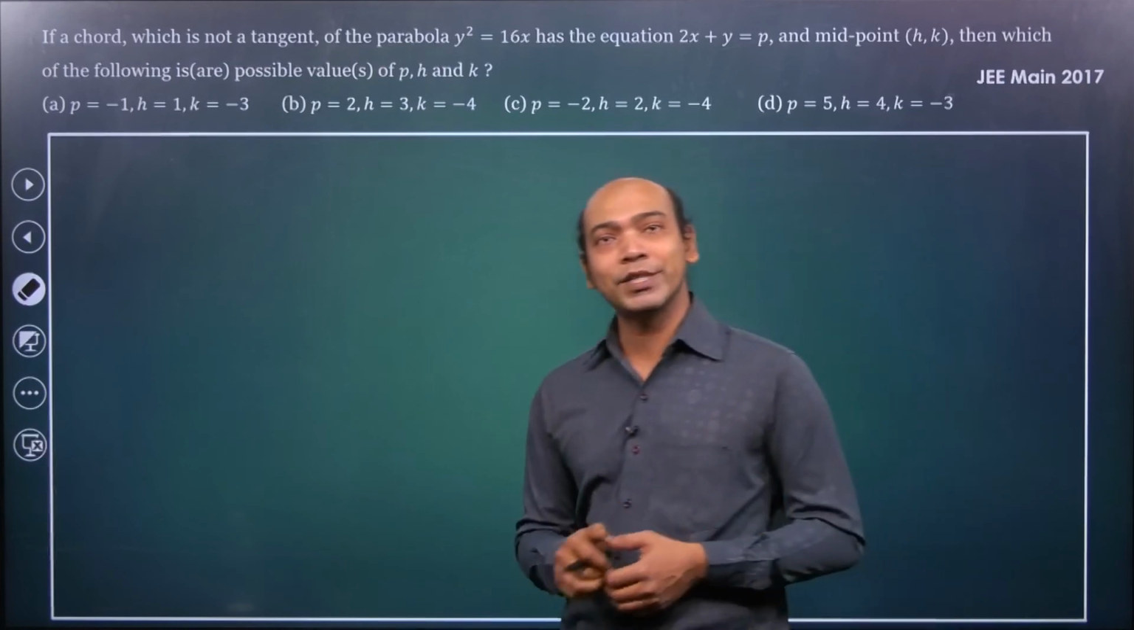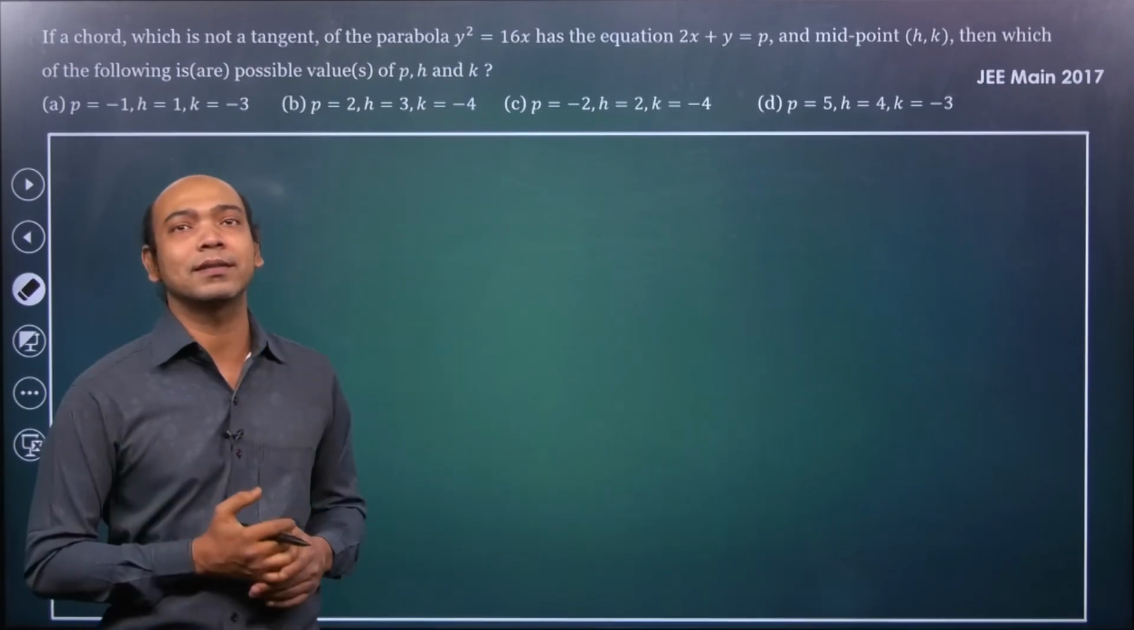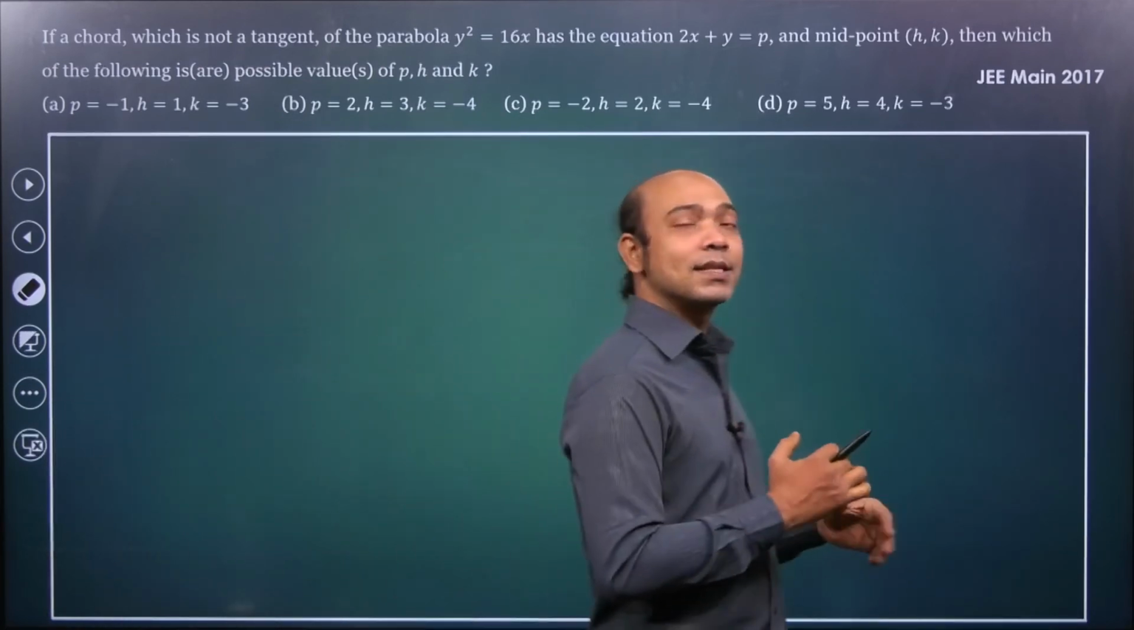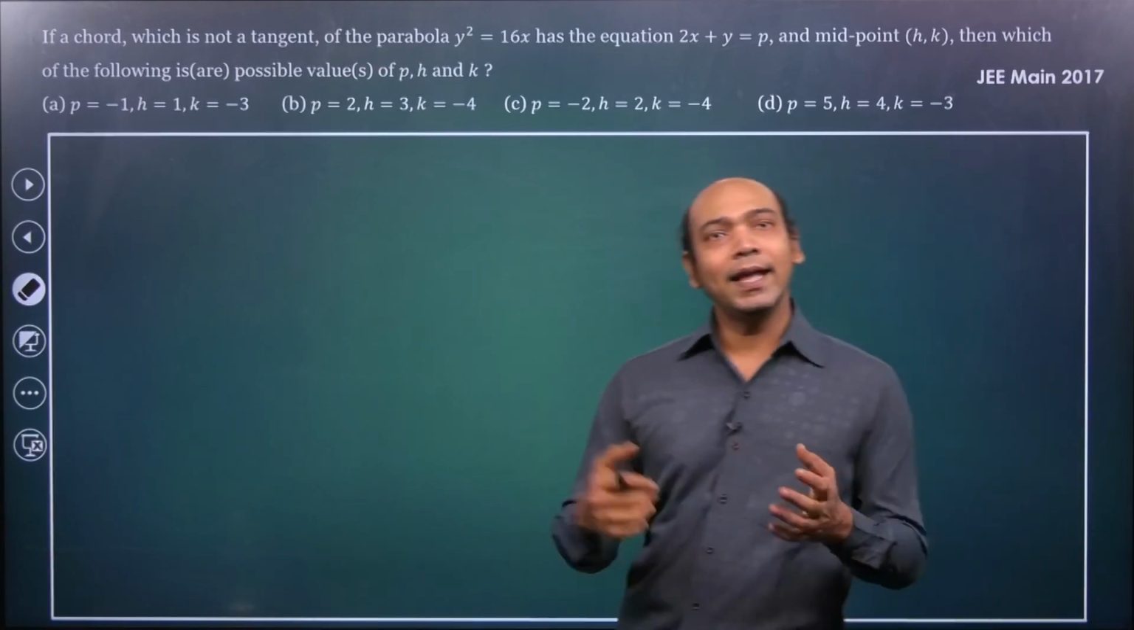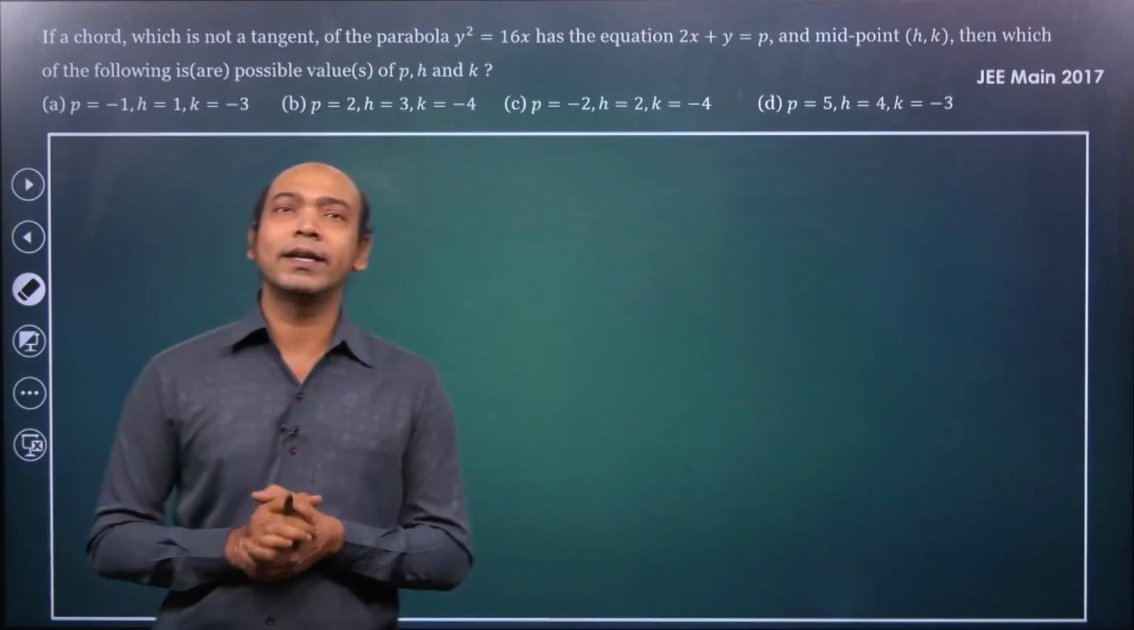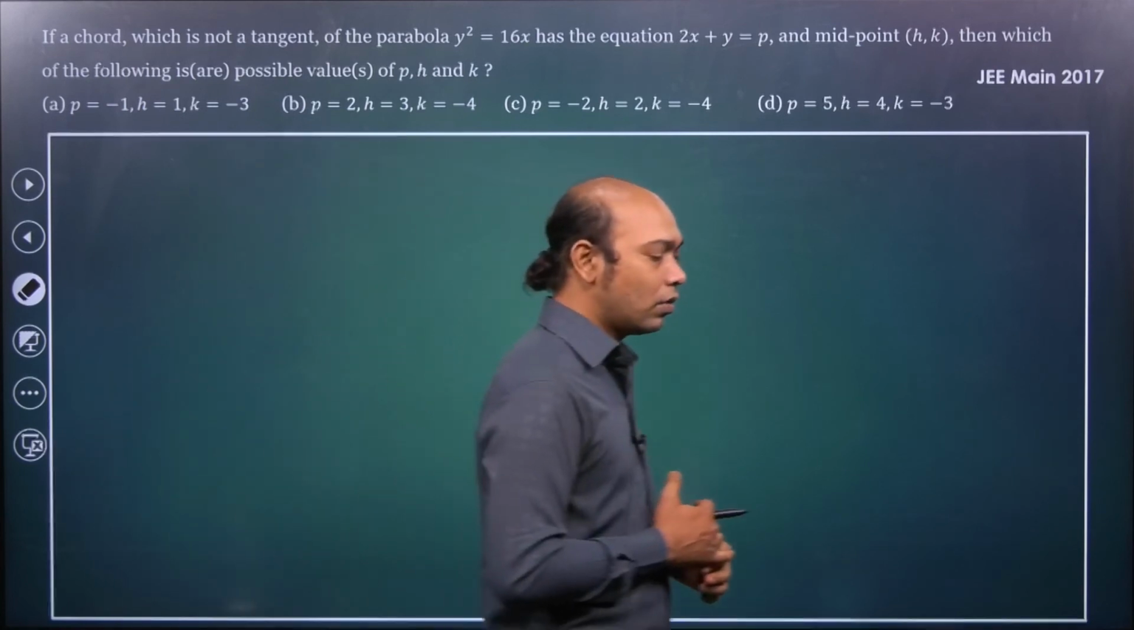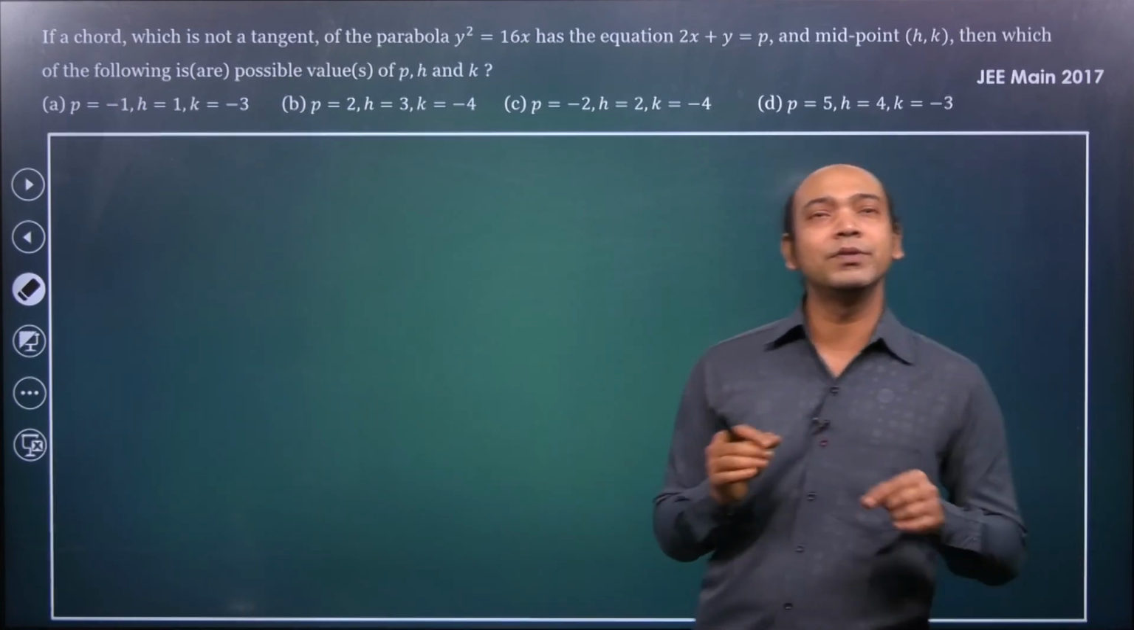We get a quadratic equation, and for this quadratic equation the discriminant is greater than 0. That's the only condition we need to apply, and then we have to proceed. But that takes a longer time. You can practice on that, but here we'll solve this problem using a trick.